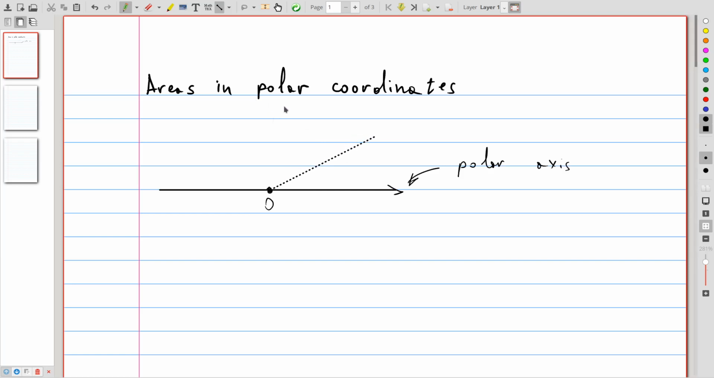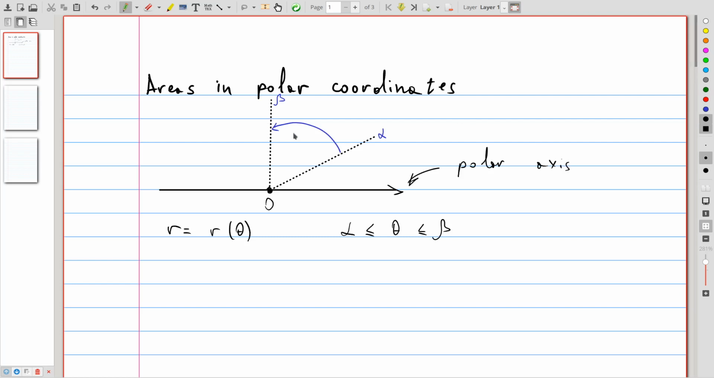Let's say we're looking at the following range for theta. So here are the thetas of interest, and they are between the angle alpha here, and here is the angle beta. This is the range for theta that we're interested in. In this range, we have the curve r equals r of theta. This is when theta is between alpha and beta.